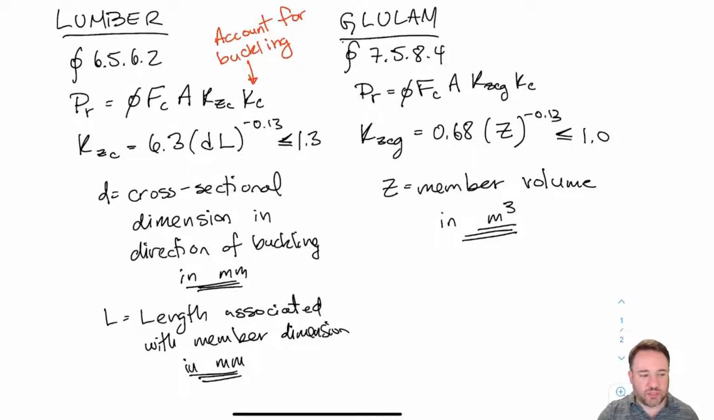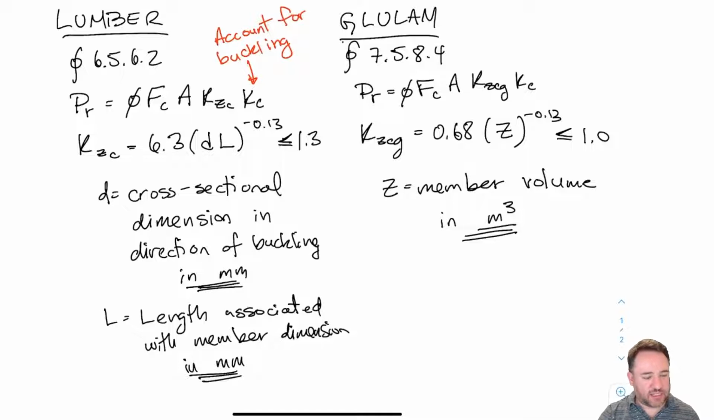If you don't use meter cubed, you're going to get the wrong value. Just like on the left for lumber, you must use dimensions of millimeters for D and L. And if you don't, then you're going to get the wrong number. So make sure that you watch for units in these equations.